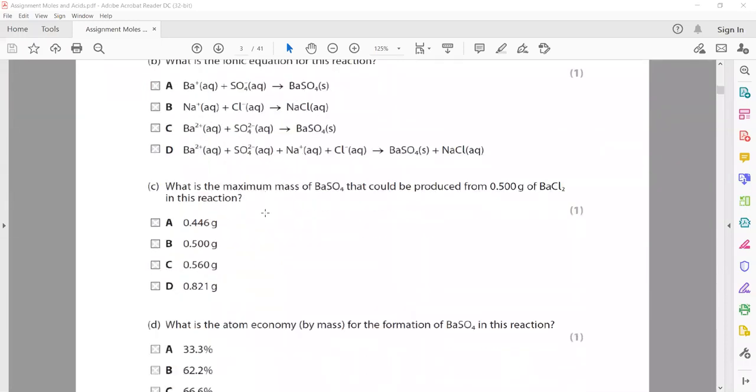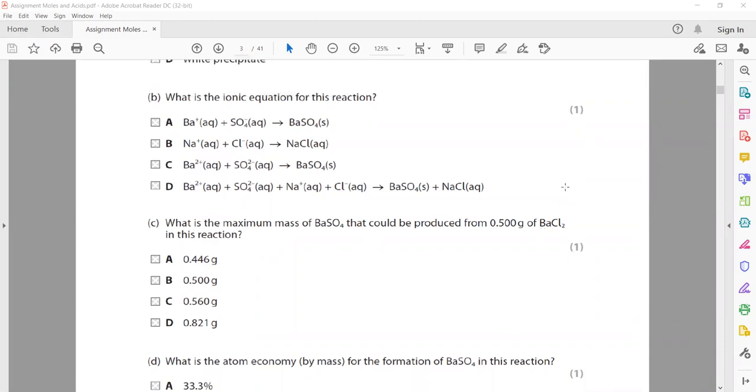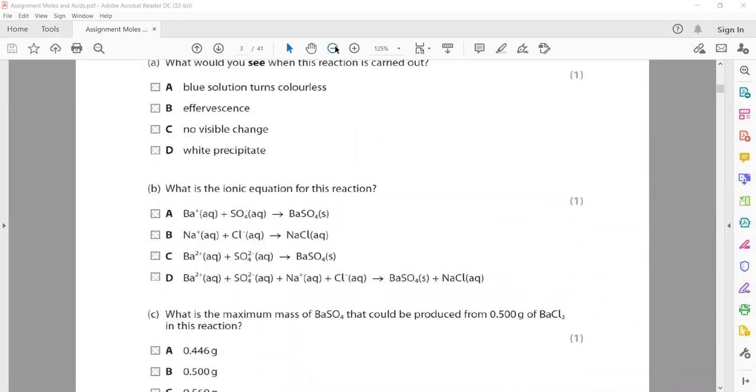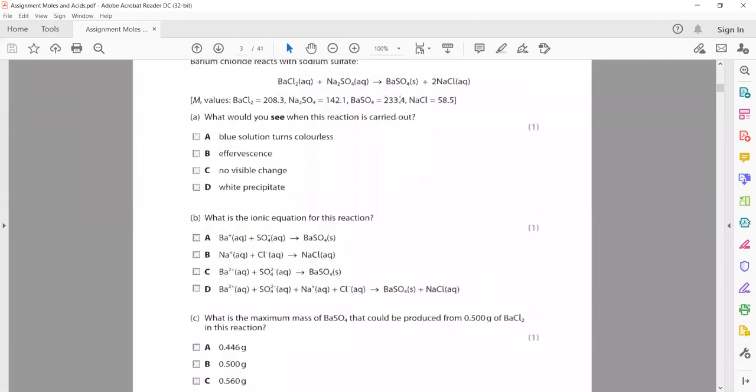In part C, what is the maximum mass of barium sulfate that could be produced from 0.05 gram of barium chloride in this reaction? So if mass is given, we can take the ratio of the mass.